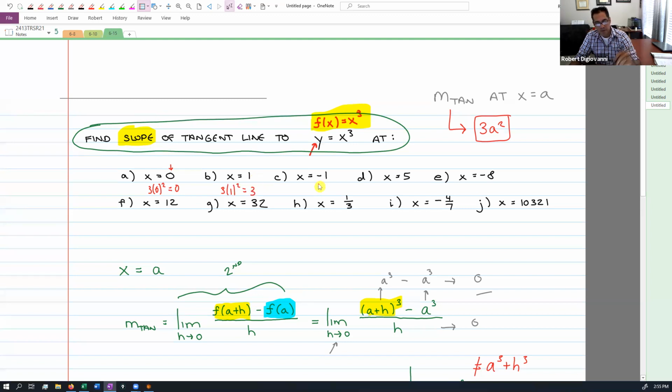How about for this one? Still 3. Still 3, negative 1 squared, that's going to give you 3. How about for part D? What's the slope of the tangent line here? 75. 3 times 5 squared, that's 25 times 3, that's 75.